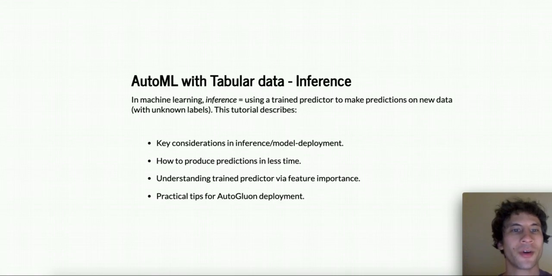The previous tutorials mainly considered training models with AutoML. In this tutorial, we'll consider doing inference in these models, that is, using the trained predictor to make predictions on new data. We'll study key considerations in inference and deployment of such models, how to produce predictions in less time, and perhaps we might want to understand our trained predictor via feature importance. Finally, we'll conclude with some practical tips for AutoGluon deployment.